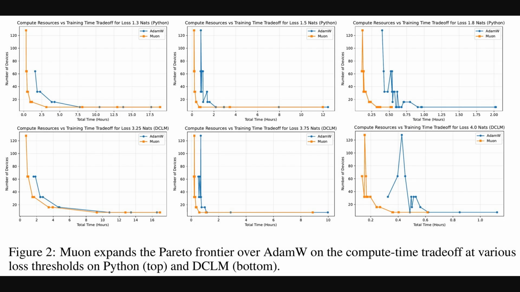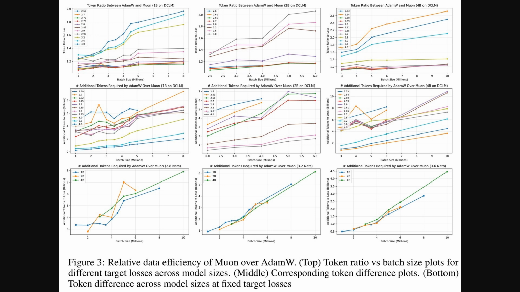And this next set of charts really drives that point home. We're looking at the same kind of Pareto frontier plot, but now across two different types of data. The top row is for the Python dataset we saw before, and the bottom row is for a general web text dataset called DCLM. Each column represents a different performance target, or loss threshold, measured in a unit called nats, which is just a way to quantify the model's error, where lower is better. Across all of these conditions, the result is the same. Muon's orange line consistently provides a better set of compute and time trade-offs than AdamW, showing this efficiency advantage is really robust.